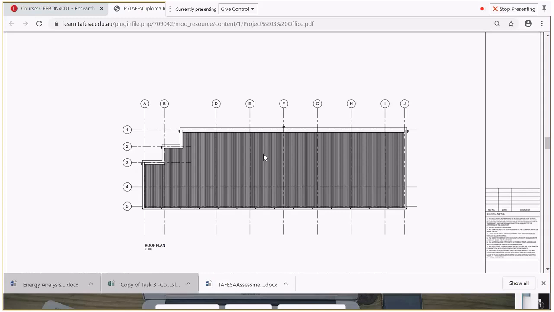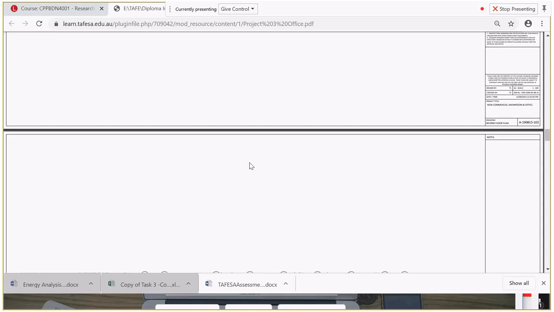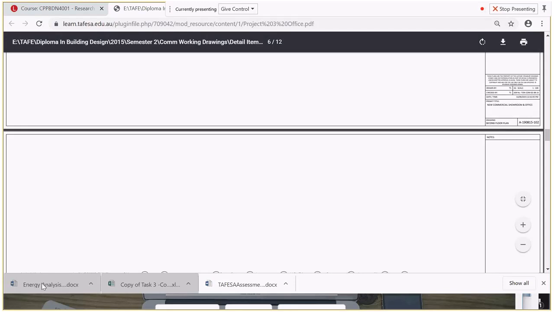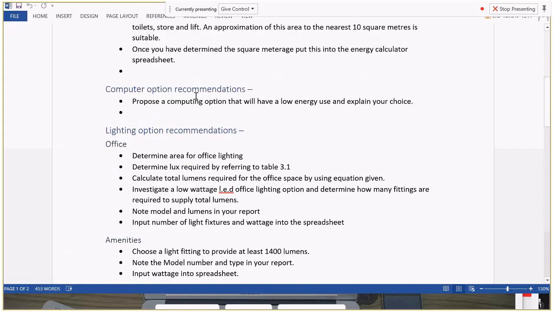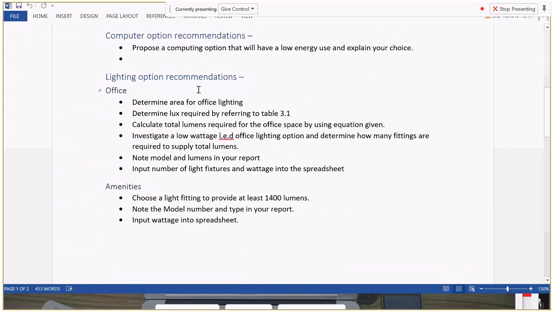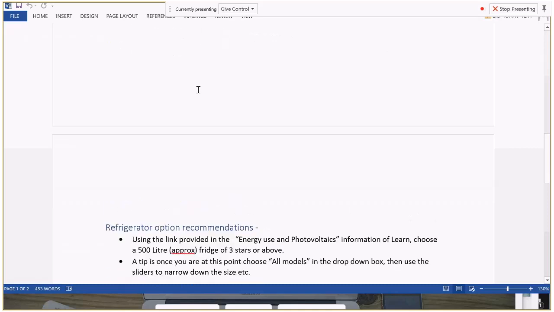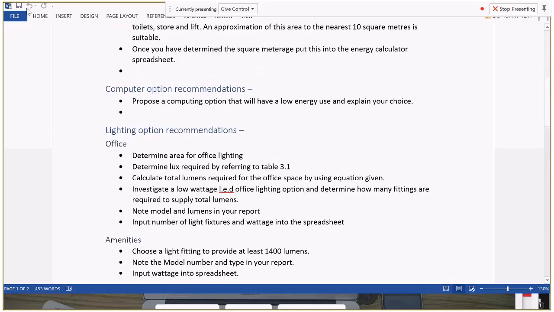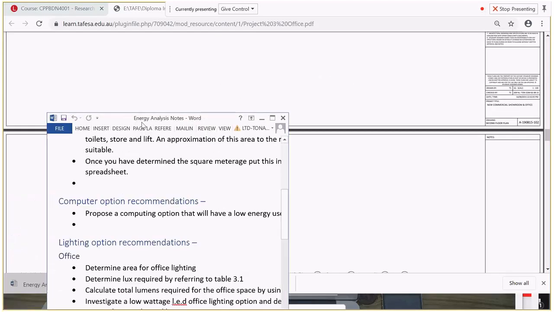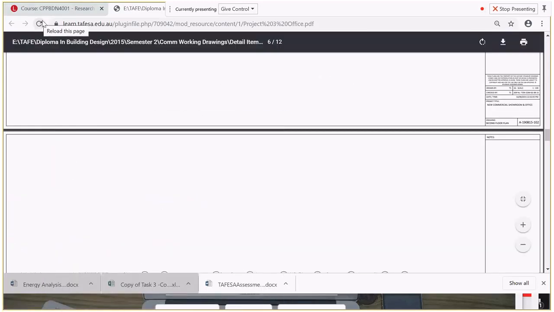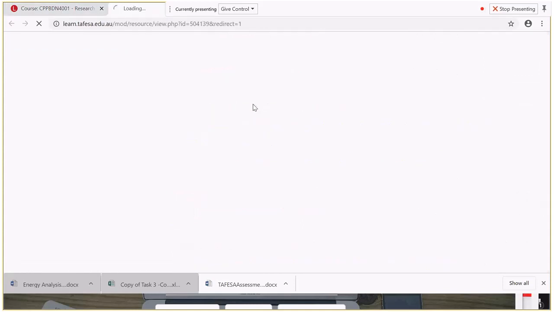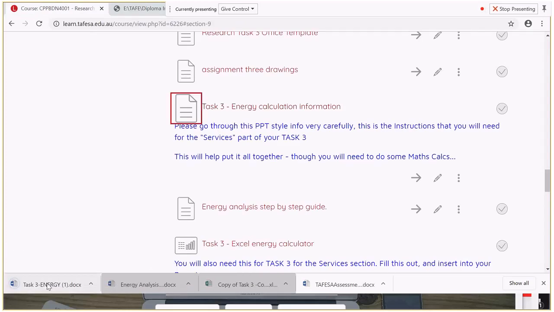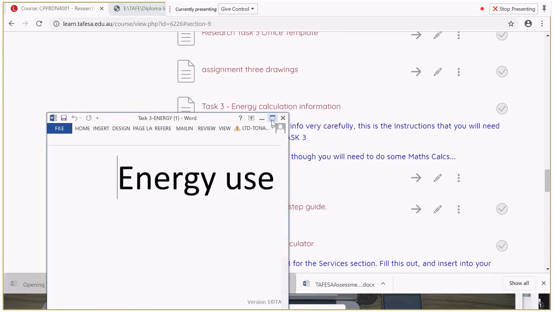And that's pretty much all you'll be needing the drawings for. So we have our step-by-step guide to that. I think I've written it fairly well, so you should be able to follow that quite well. I won't go into that any further, but what I will have a look at with all of you is this energy calculation information. We'll go through that.